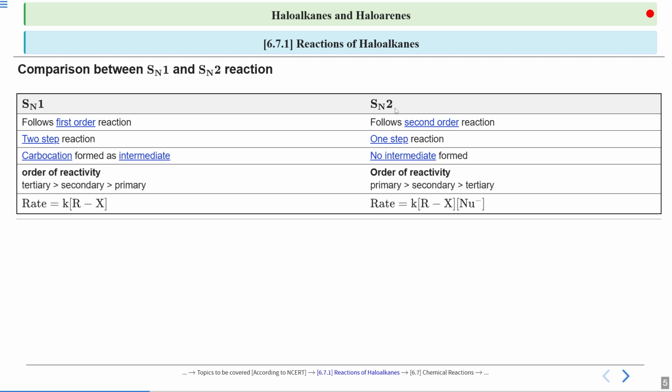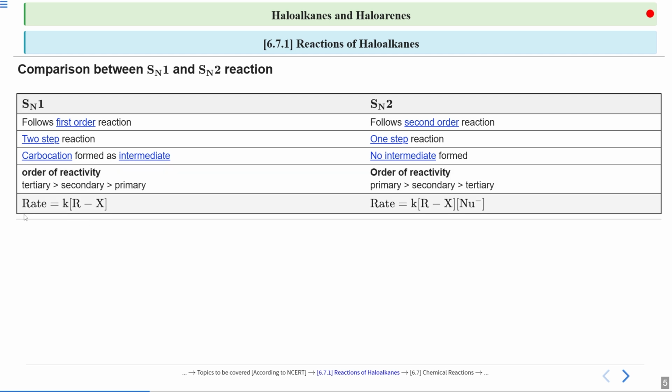So the order of reactivity in the SN2 reaction will be highest for primary, then for secondary, and then for tertiary. So this order of reactivity in the SN2 reaction is inverse or reverse of the order of reactivity in the SN1 reaction due to its mechanism. Okay. If you talk about the rate, the SN1 reaction rate is dependent only on the concentration of alkyl halide. So the rate equation will be rate = k[RX].